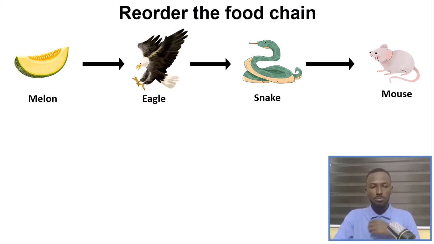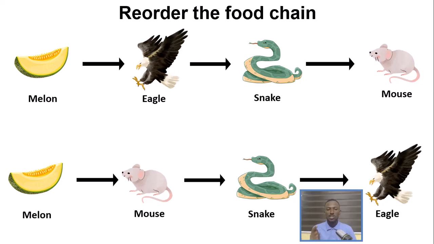Let's move on to our next jumbled food chain. We have melon to eagle to snake to mouse. Yes, it doesn't make sense. That means eagles eat melon. And look at the end. We have a mouse at the end. Mouse eating snakes? It doesn't make sense. A mouse doesn't actually eat snakes. So this food chain is wrong. So what's the right order?